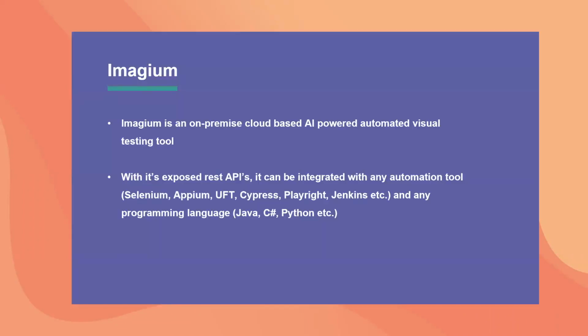So Imagium is an on-premise tool which is a cloud-based, AI-powered visual testing tool. With its exposed APIs, it can be integrated with any automation tool, just like Selenium, Appium, UFT, Cypress, Playwright, Jenkins, name it, you can integrate it. You can also integrate it with any programming language: Java, C Sharp, Python.